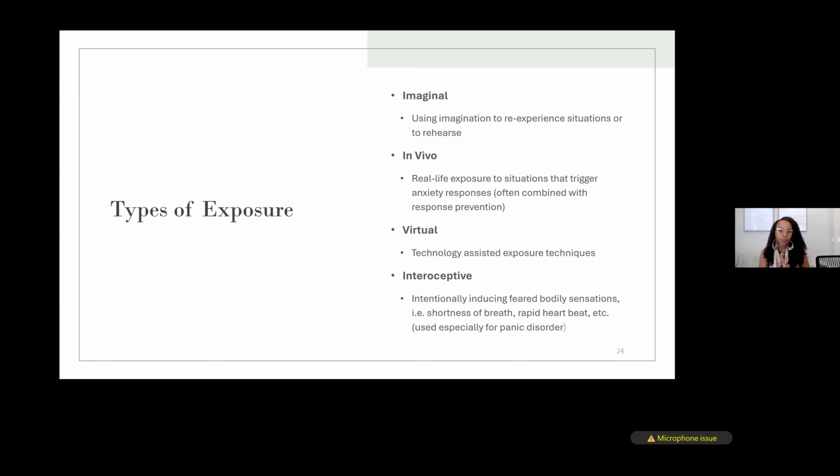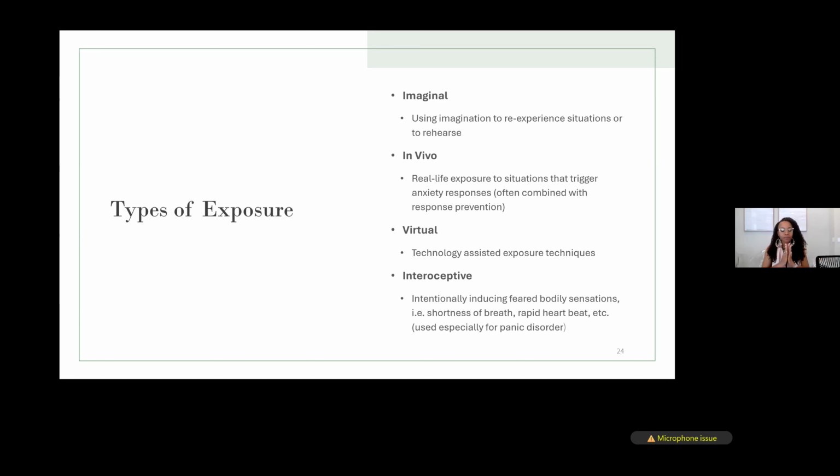So we have four main types of exposure that we talk about: imagining, in vivo, virtual, and interoceptive. Imaginal exposure and in vivo exposures are useful across anxiety disorders. I use them a lot when I do prolonged exposure therapy with my folks with PTSD. Imaginal exposure is what it sounds like. It really is using the imagination to bring up a past experience that a person has had and expose that person to the memory of the event repeatedly. And you're doing this because through repeated exposure from the imagination, the reactivity to whatever the event is actually decreases.